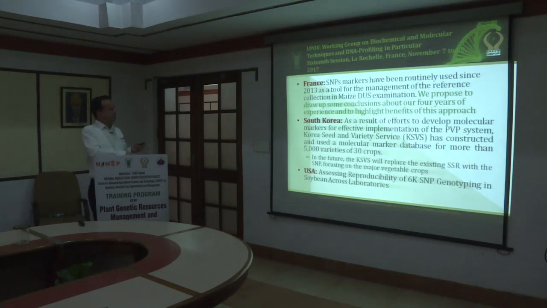So, for example, in some of the countries, this is the status. UPOV has a working group on biochemical and molecular techniques, and particularly for DNA profiling. There are many countries moving ahead with advancements in DNA profiling of varieties. In France, for example, these are very pilot studies, not in-depth studies. They are advocating the use of SNP markers. In South Korea also, they say that SNPs will be replacing SSR markers. In the USA, there are many countries coming up with chips for identity testing of cultivars in some selected crops.